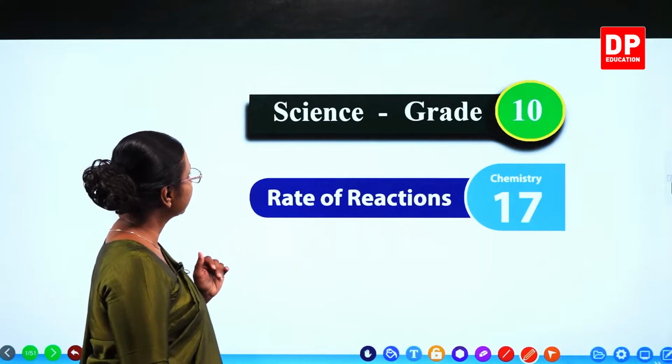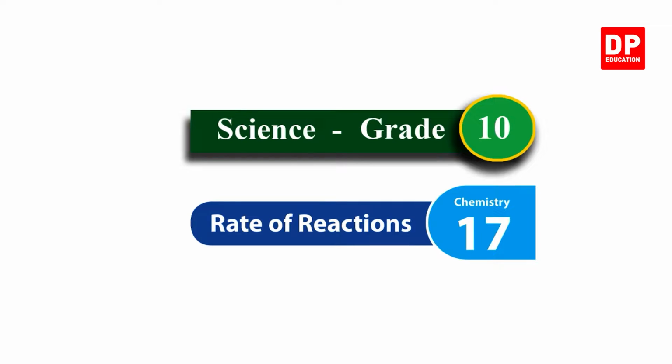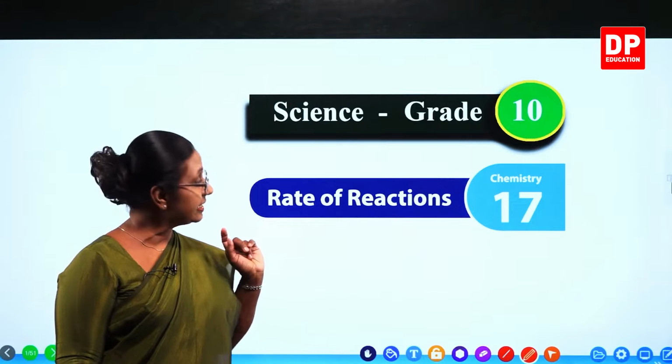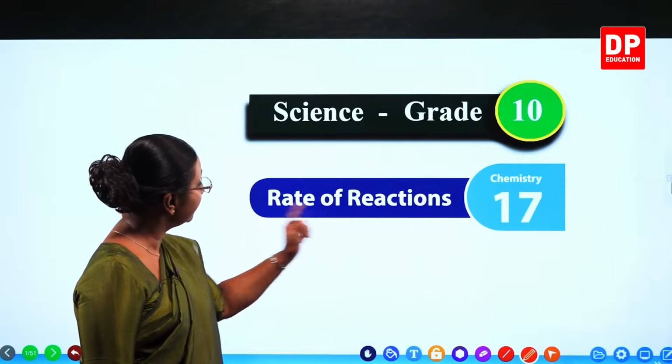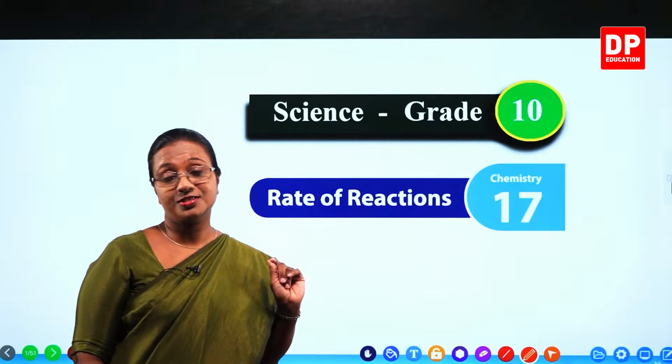Today I am going to discuss with you all the 17th lesson of your grade 10 science textbook. It is a chemistry lesson and the topic is rate of reactions.